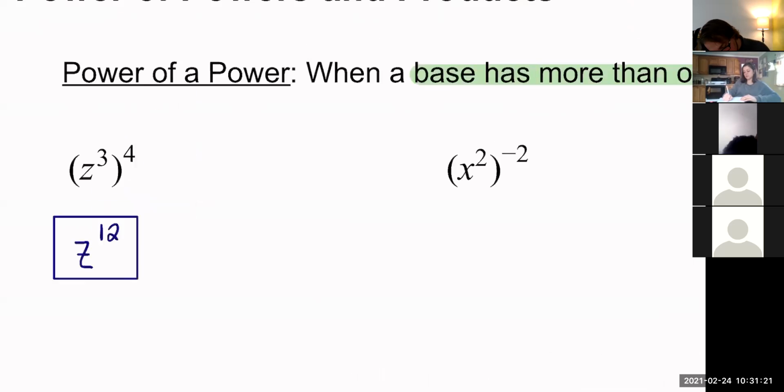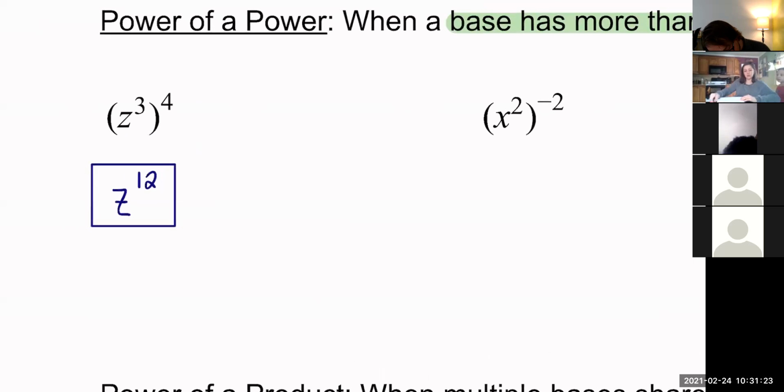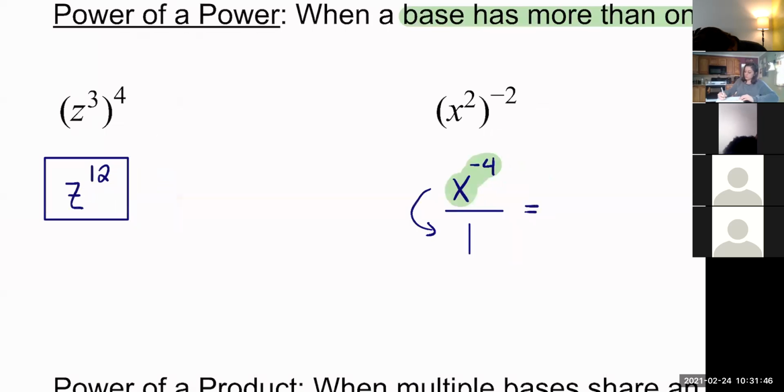What about the second one? Would it be x to the negative fourth power? It would be x to the negative fourth. And then we grumble a little bit. We say, oh, we don't like negative exponents. But again, if I imagine this as a fraction, and I take the base that has the negative exponent, move it to the other side of that fraction, we can clean this up to something we like a little bit better.